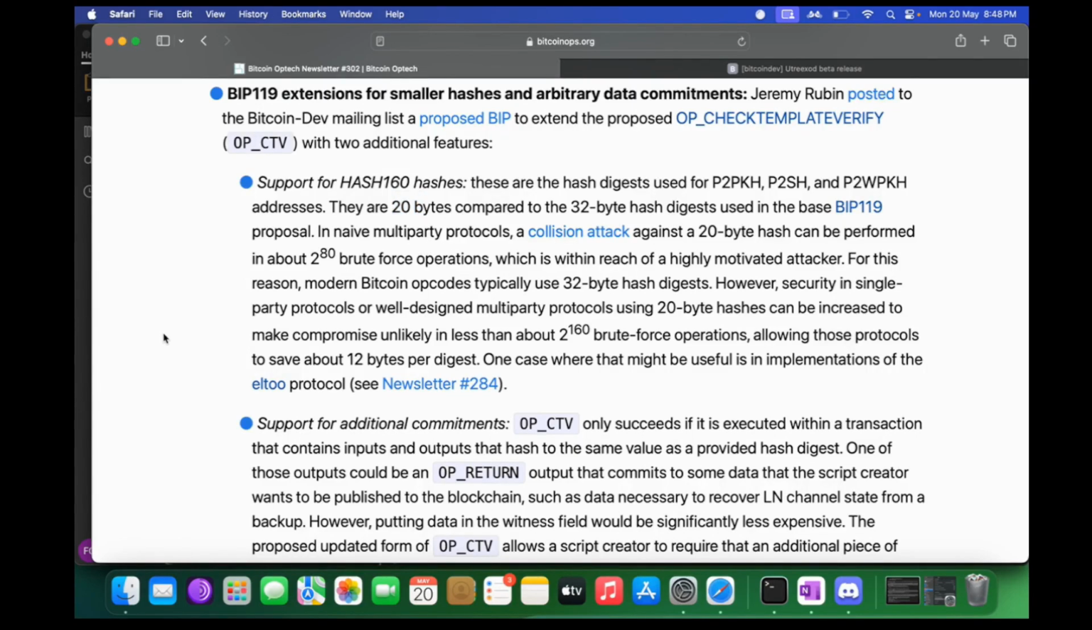So that is one proposal to reduce the size and optimize the data storage by using a hash function that gives a 20-byte output for the template that you want to hash.